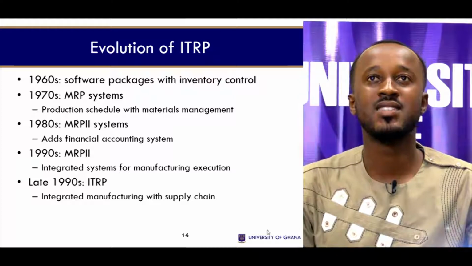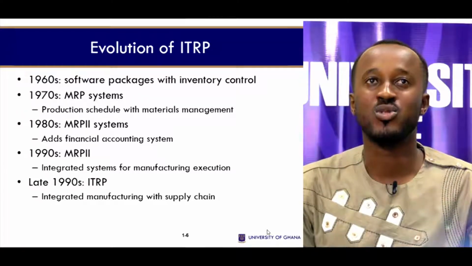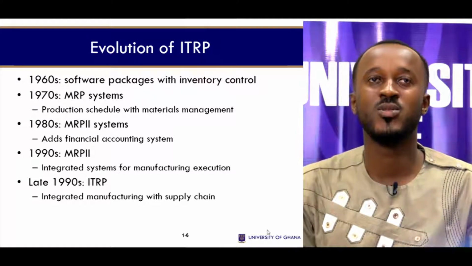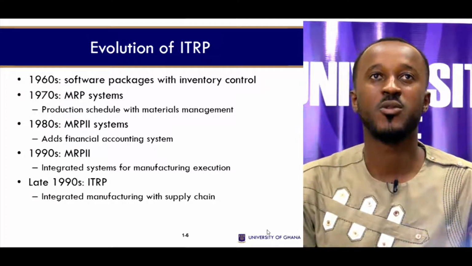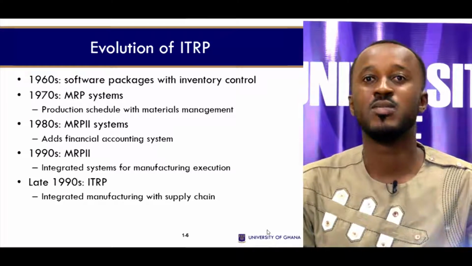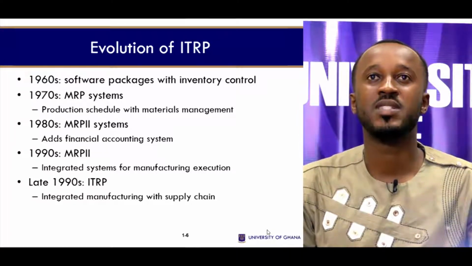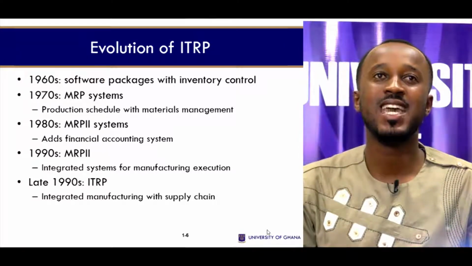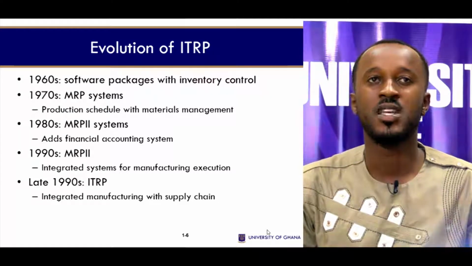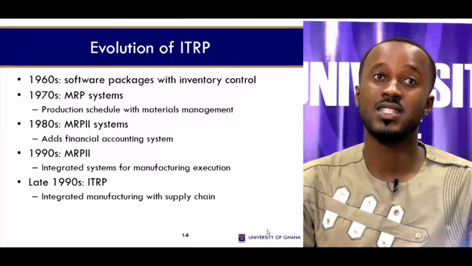In the 60s, the software packages that were there were just with inventory controls. Then down to the 70s, we looked at material requirements planning systems, which looked at production schedule with material management. And in the 80s, there was a version 2 of those systems, which added the financial accounting system.